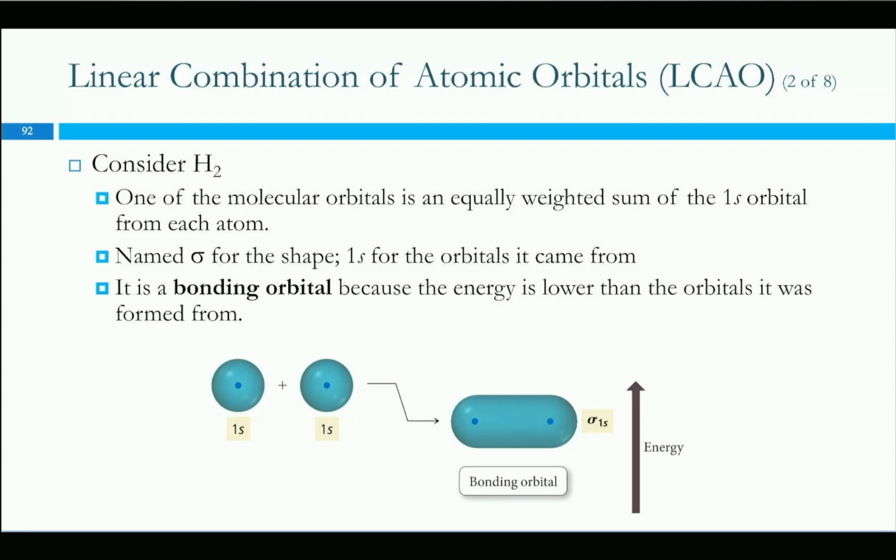So that's our sigma orbital. And then this is a bonding orbital because remember, atoms form bonds to lower their overall energy. So there has to be an energy reason for that bond to form. When we get a bonding orbital, the two 1s orbitals come together and give us one bonding orbital, but there also has to be an anti-bonding orbital. So basically the negative version of that.